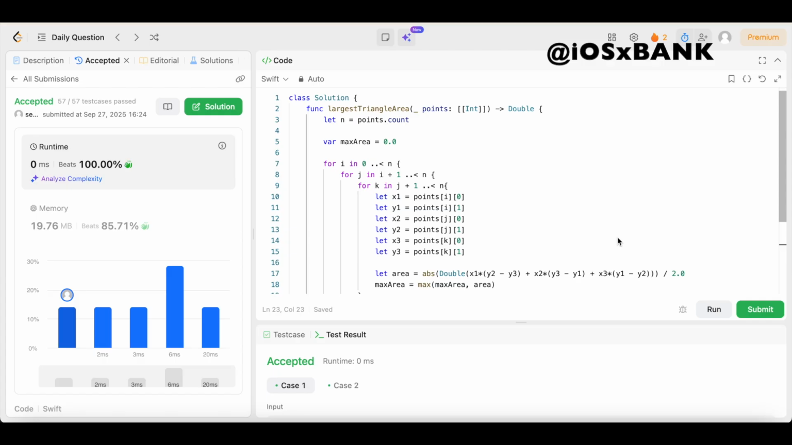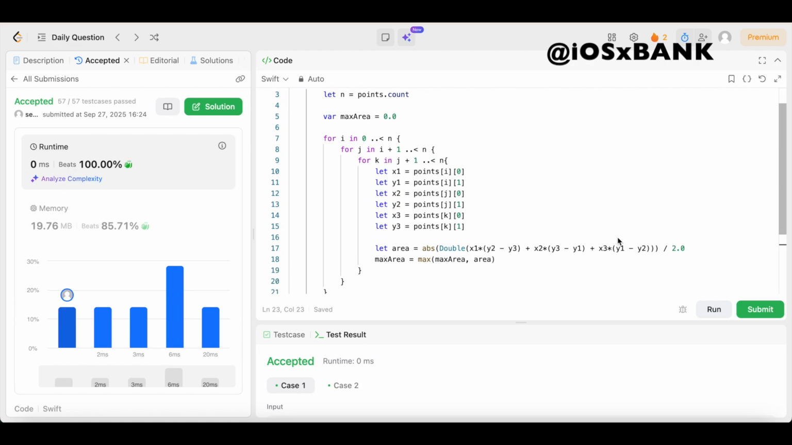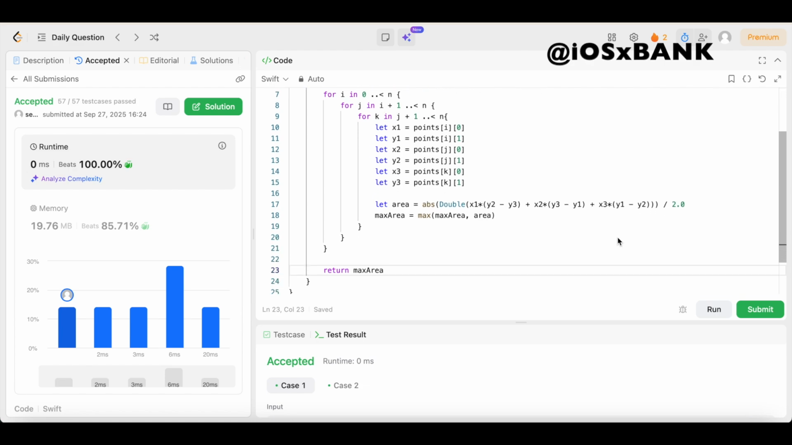So with that being said, make sure you get one more look at the code. This is the top. This is the rest of it.